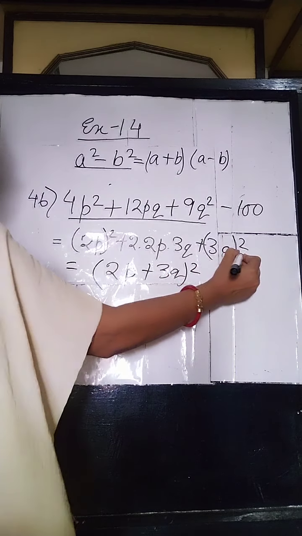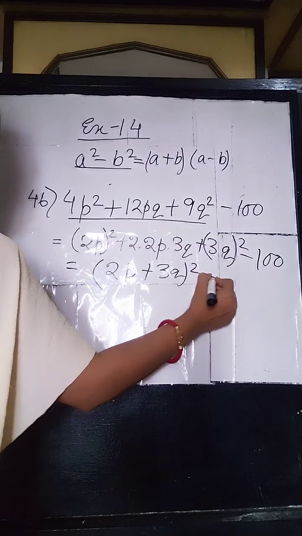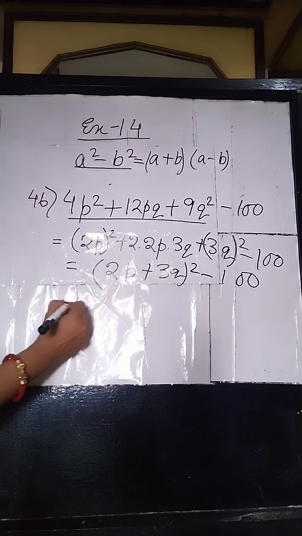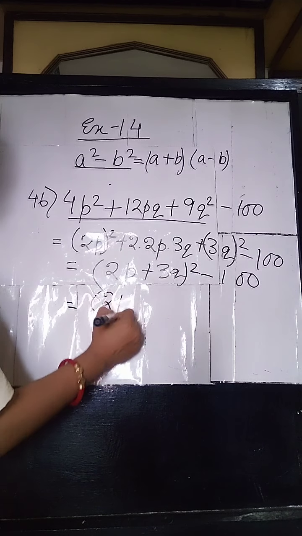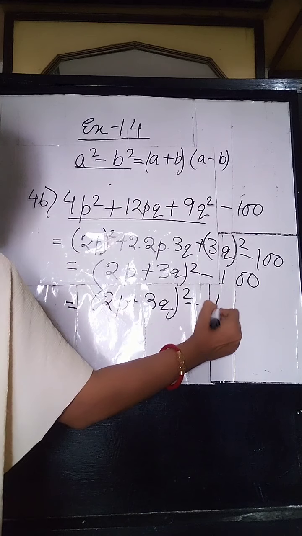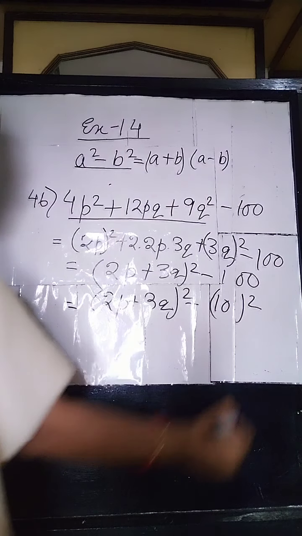Don't forget to write minus 100 as it is. Minus 100 will be written as it is. Now 2p plus 3q whole square, and 100 will be written as 10 whole square.